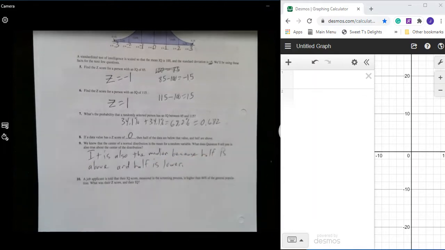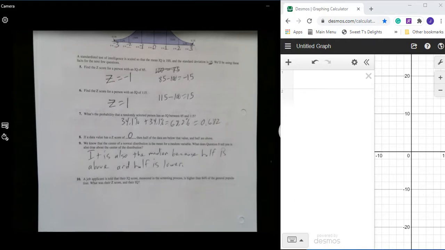And that is the definition of the median. Now we come here to problem number 10. Problem number 10 states: a job applicant is told that their IQ score measured in the screening process is higher than 84% of the general population. What was their z-score and their IQ? Okay, so it says that their score is higher than 84% of the general population.